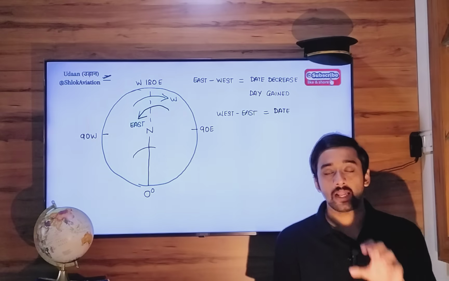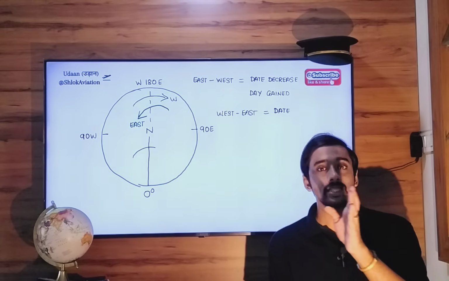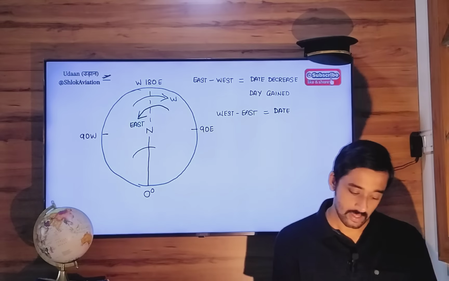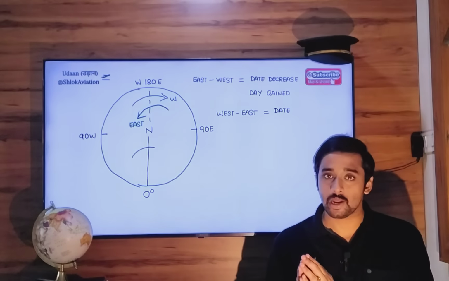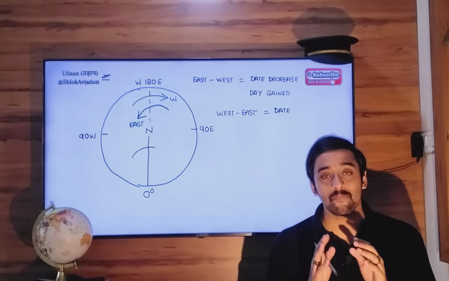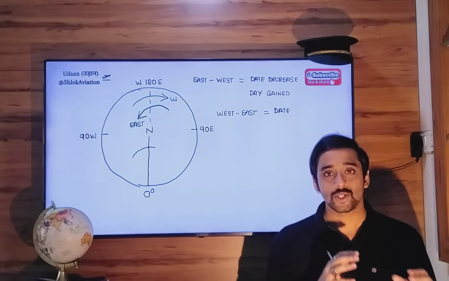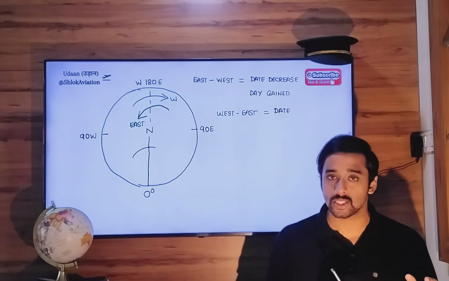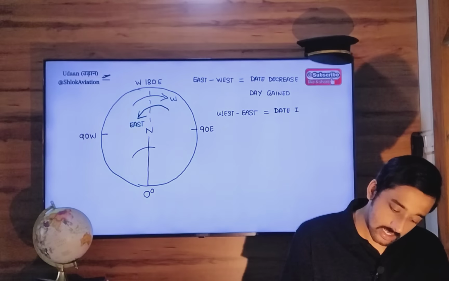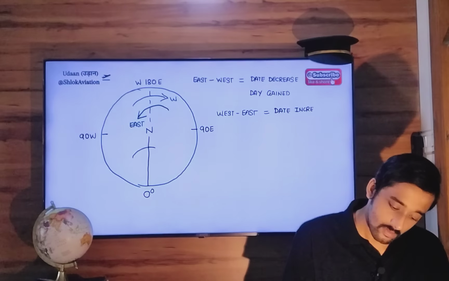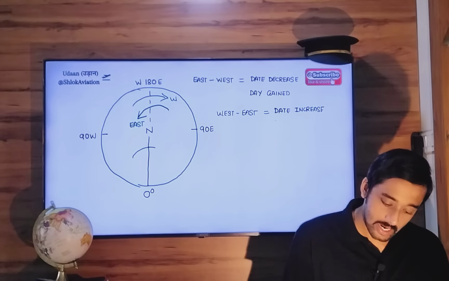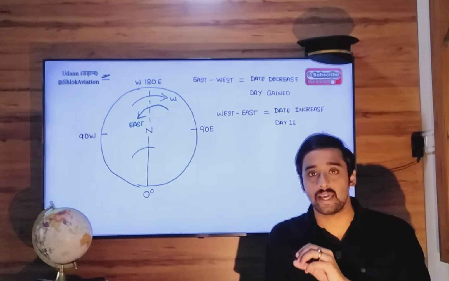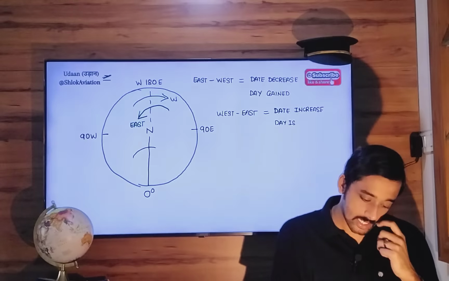It is 1st April in the western hemisphere. When you cross the anti-meridian and enter the eastern hemisphere, the date becomes 2nd April. Because all eastern longitudes run ahead in time compared to their western longitudes. So therefore, the eastern hemisphere will be much ahead in time compared to the western hemisphere. So date increases and day is lost. So 1st April has become 2nd April. Okay, so you have lost a day.